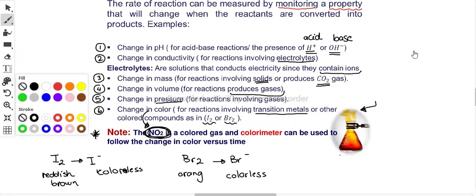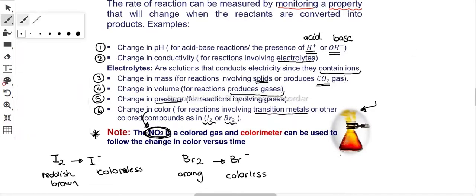The second thing that we need to remember here, what is the device that can be used in order to measure the change in color?